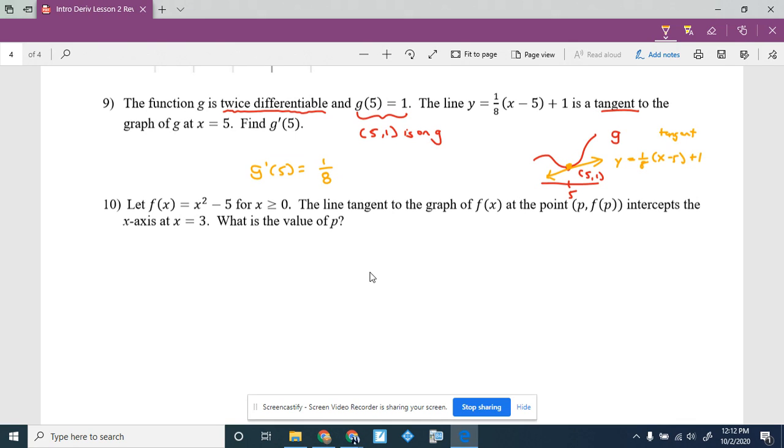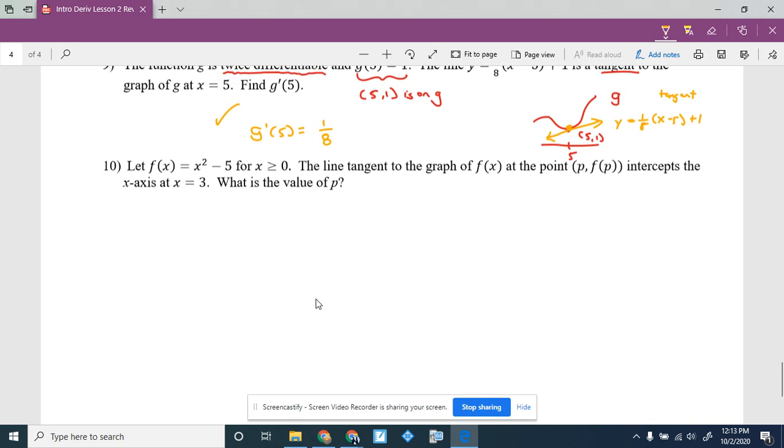If you distributed the 1/8, you're going to get 1/8 x, and then you're going to get minus 5/8 plus 1. You can combine those on the end to get your intercept, but we don't care about that. The slope is still going to be 1/8. All right, so that's a good question. Not much work to show there. You didn't have to show all the stuff that I did here. I'm just doing that to hopefully explain it.